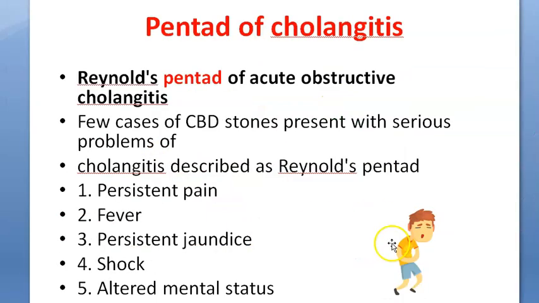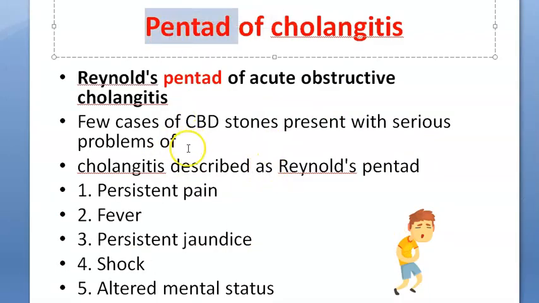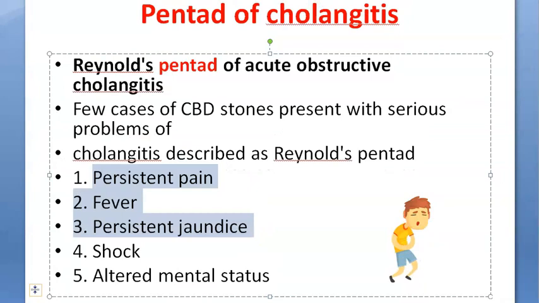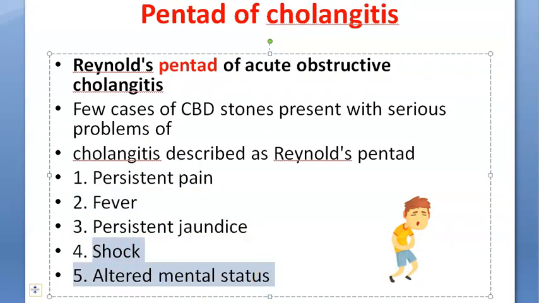Very good. There is something called the pentad. Till now you saw the triad, right? Fever, jaundice, right upper quadrant pain. That much is there in this also. See? Some extra things they have added here. Two more to make it a pentad: shock and altered mental status. Two more they added, it became a pentad.